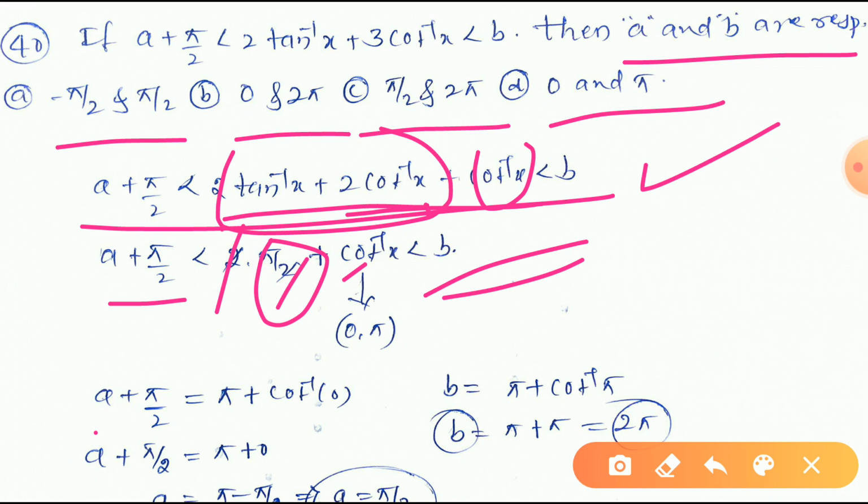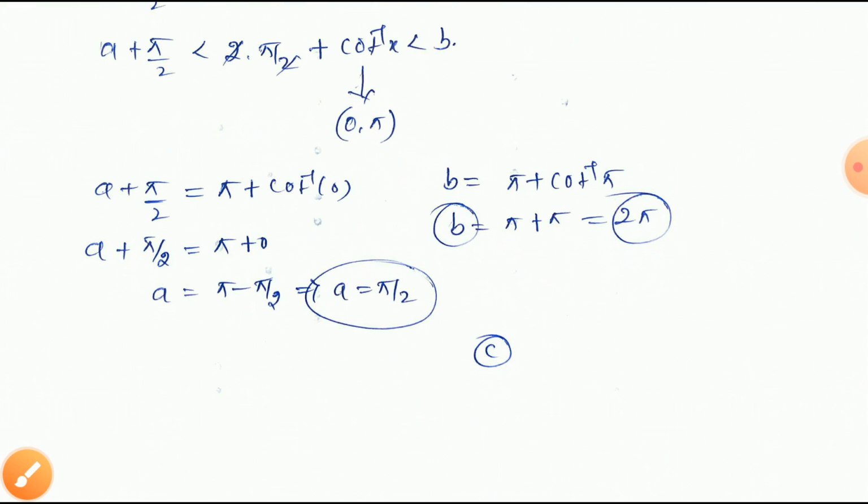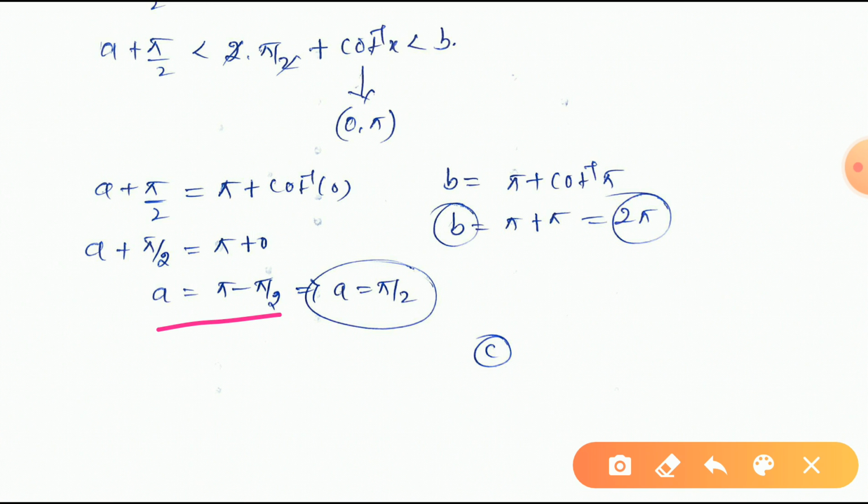We know that the range of cot inverse x is the open interval (0, π). Take first the value x is equal to 0: a plus π/2 is equal to π plus cot inverse of 0. Cot inverse of 0 is what, π/2. Then a plus π/2 is equal to π. Therefore a is equal to π minus π/2, which is π/2.